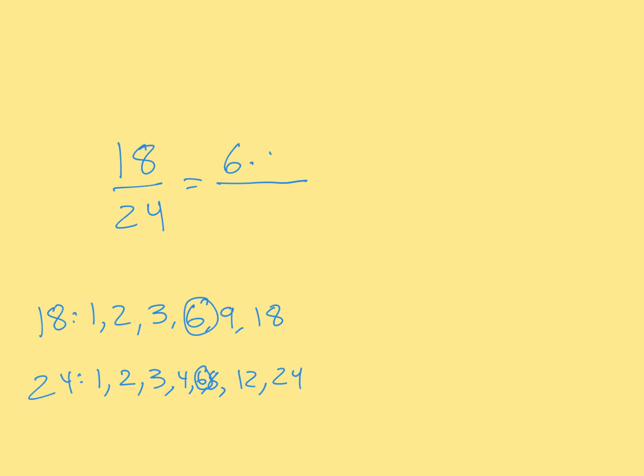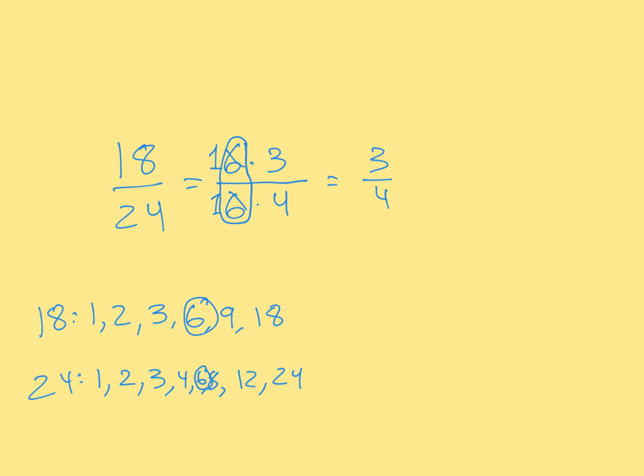So 6 times 3 equals 18, and 6 times 4 equals 24, right? Now, like we saw in that last slide, what is 6 divided by 6? 6 divided by 6 is just equal to 1. So what am I left with? I'm just left with this other piece of 3 over 4, and that's how I know that it's 3/4.